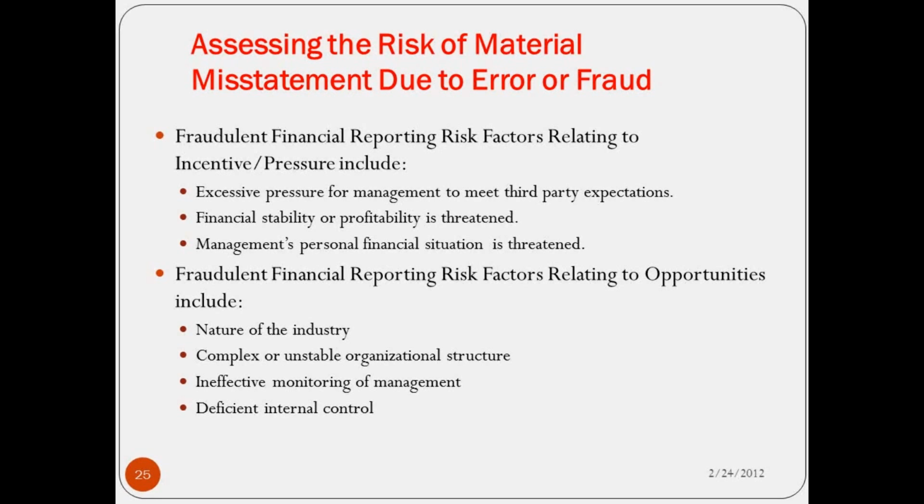The other, the second leg of the triangle, is opportunities. So the nature of the industry. Is it a complex industry where they have complex transactions? So think about the fact that manufacturing could be pretty straightforward. Most challenging is you have to understand cost accounting, right? But it's pretty straightforward, calculating variances.